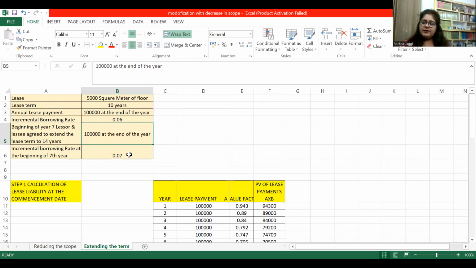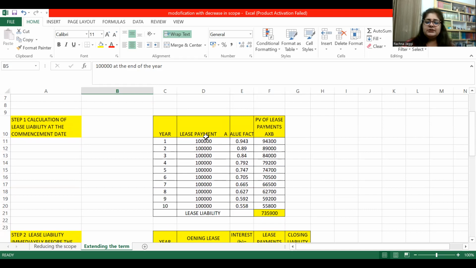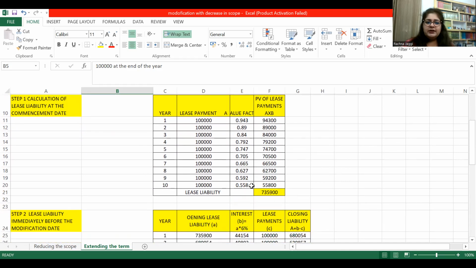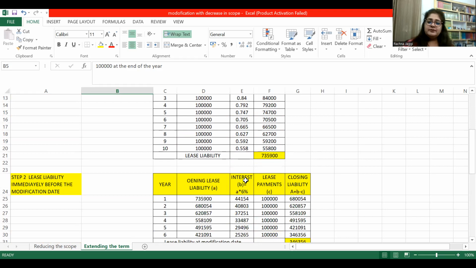So again, we will follow the same steps. First of all, I'll calculate the lease liability at the commencement date. That is, as per my original lease term. So my original lease term is 10 years, right? So this is my lease payment. This is my present value factor. And so, of course, now I've calculated the present value of the lease payments. It gives me the lease liability of 7,35,900, right?